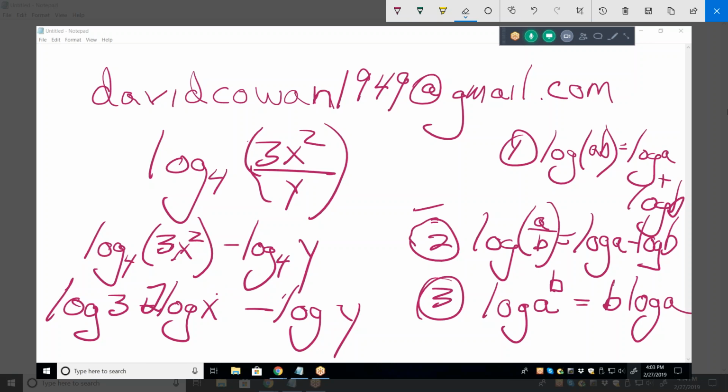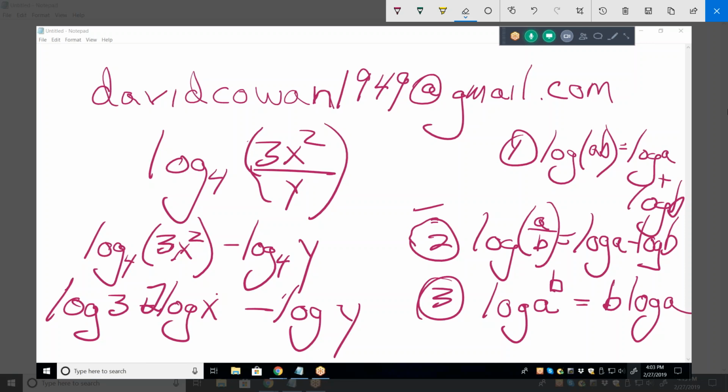Yeah, because if I bring that 2 in front before separating, then that 2 goes above the 3 also, the log of 3. And so it shouldn't. Yeah, it shouldn't. If it was the quantity 3x squared, then I would just bring the 2 down.